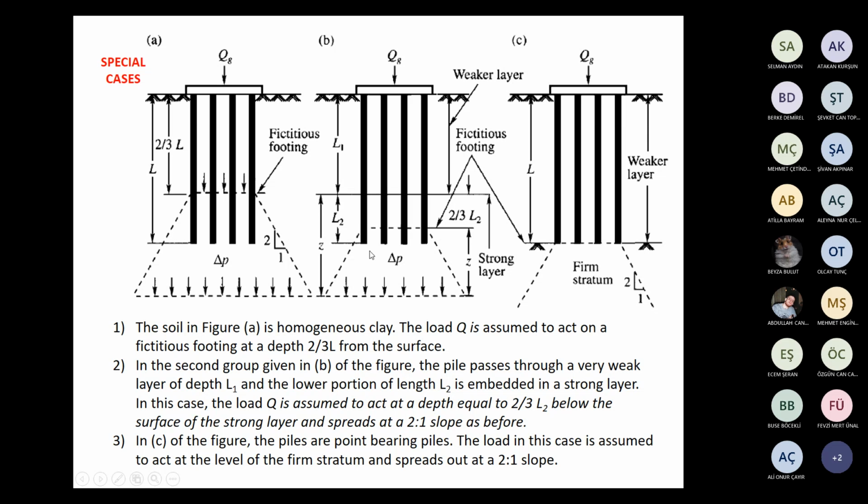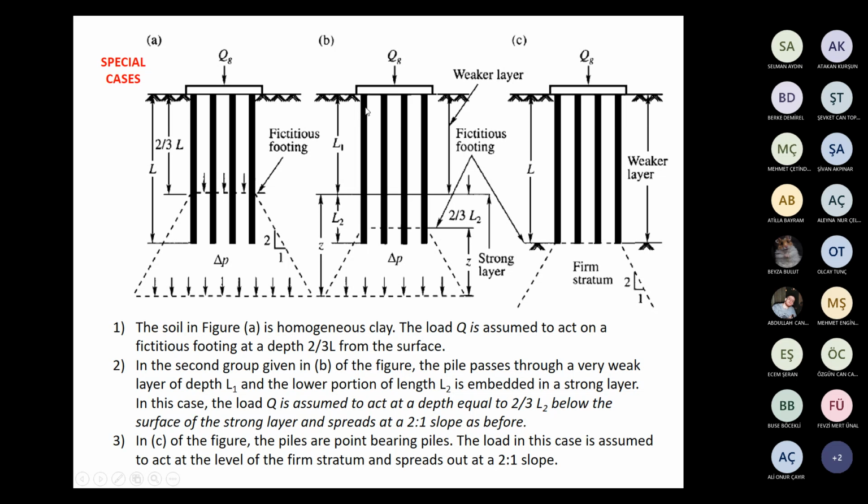The piles pass through a very weak layer down to L1, this zone, and the lower portion here, L2, is embedded in a strong layer. In this case, the load Q is assumed to act at a depth of 2/3 of L2.